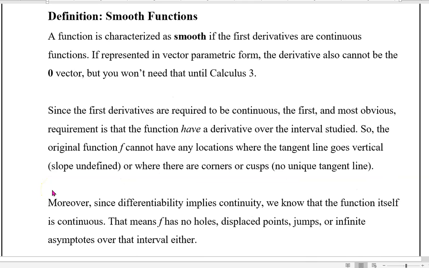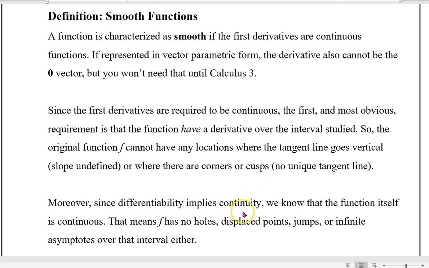A smooth graph is one in which the first derivatives are continuous functions. In Calculus 3, we'll represent functions in vector parametric form, and in that form the derivative also cannot be the zero vector. Smooth basically means that the first derivatives exist and the first derivatives are continuous. Now, because we have the first derivatives being continuous, that means we have to have a derivative, but it also means that we don't have any tangent lines where the slope goes vertical, or no corners and no cusps.